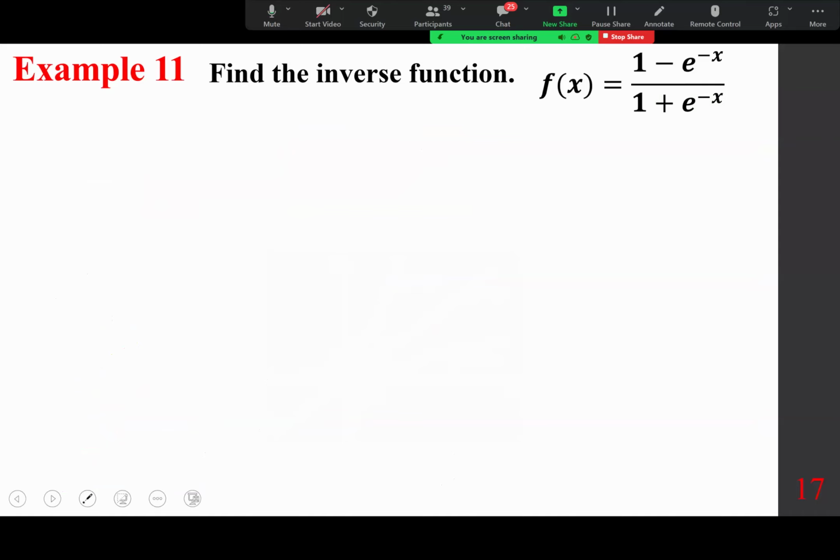We want to find the inverse function for f of x equals 1 minus e to the power minus x over 1 plus e to the power minus x. And as you recall, the very first step is to change f of x to y because it just makes it easier.